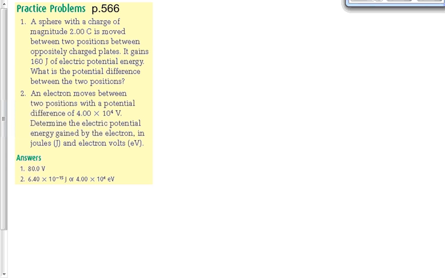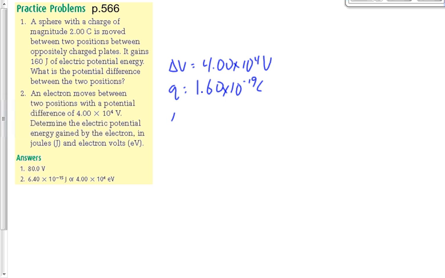All right, guys, number 2 says an electron moves between two positions with a potential difference of 4 times 10 to the 4 volts. Let's write that down for number 2 as delta V, 4.00 times 10 to the 4 volts. The charge, because we're dealing with an electron, is 1.60 times 10 to the minus 19 coulombs, and we're looking for delta E. Once we recognize what we have given to us, it seems pretty straightforward.